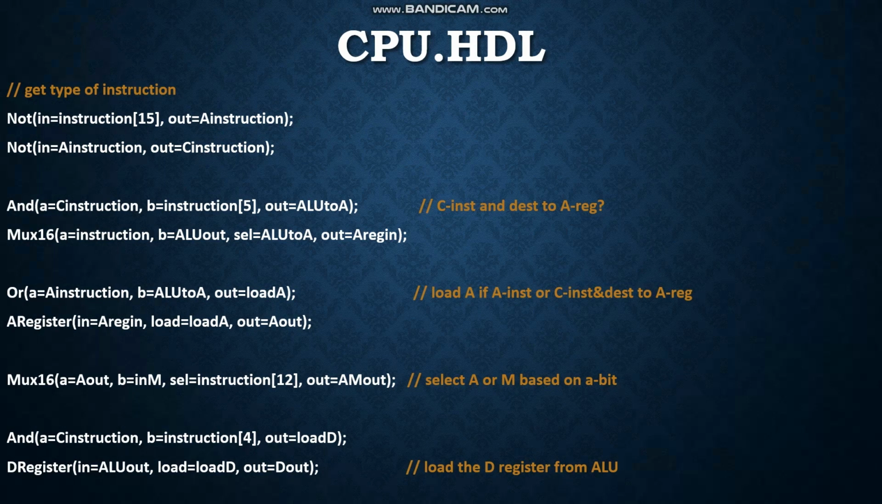Now looking at the 8th and 9th lines, these lines load the D register from the ALU if the instruction is a C instruction and the destination is the D register. The AND gate performs a bitwise AND operation between C instruction and the 5th bit of the instruction, storing the result in load D. The D register, on the last line, updates based on the input ALU out and the load signal load D.